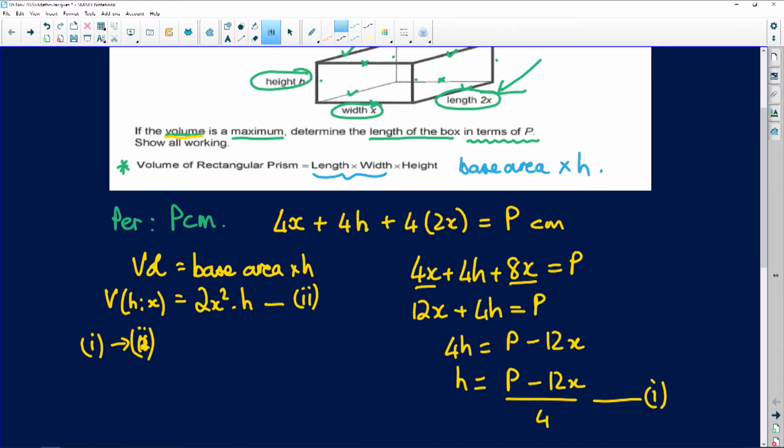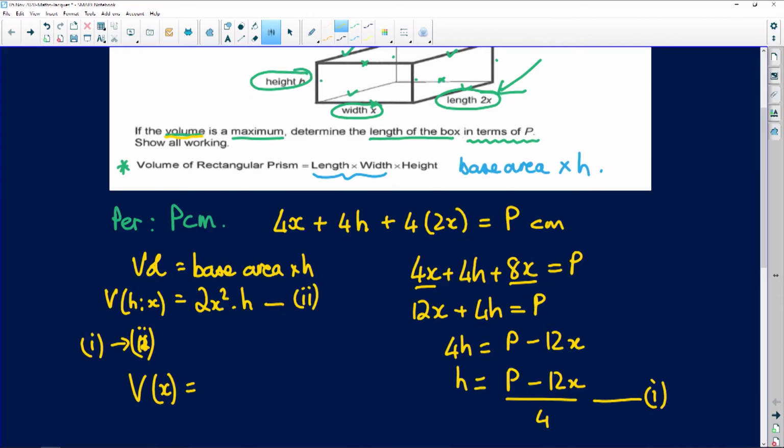Okay, and then I have the volume in terms of x only. And that is what I needed. I needed to rid myself of that second variable, which was h. And now I can answer the question quite easily. It actually now becomes quite an easy question. Let's have a look. The volume is that 2x squared multiplied by h, and h is (p minus 12x), all of that divided by 4.